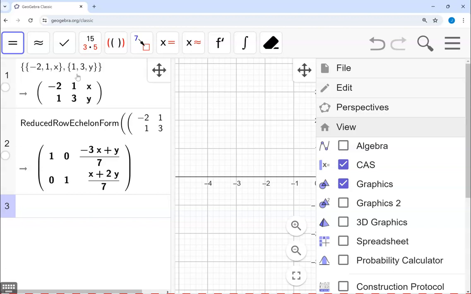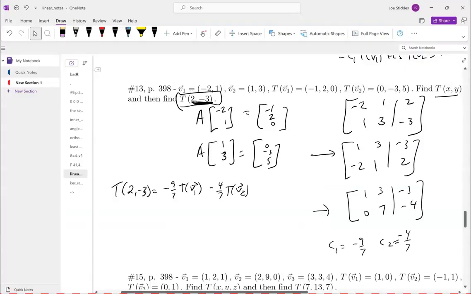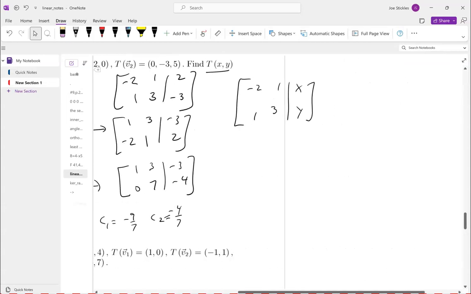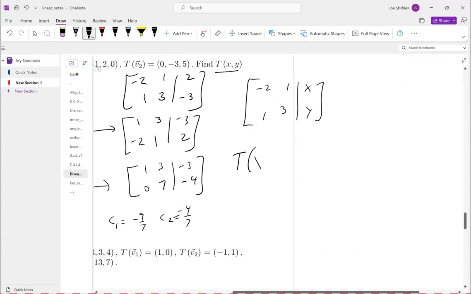So remember, the problem asked us to find a general rule for the linear transformation, given that I know what the transformation does to the (-2, 1) vector and what it does to the (1, 3) vector. So pop back over here real quick. By what we just did, if I have some arbitrary xy in there, then I know these are the coordinates of that vector, whatever the xy is, in terms of the (-2, 1) and the (1, 3).